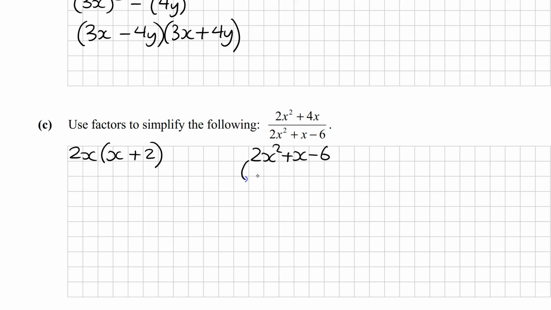Right, now let's have a go at trying to factorize this bottom one. Okay, now what do you reckon is going to be one of the factors? Yes, so we're going to have a 2x here and we're going to have an x here. Now more than likely it's x plus 2. Well, what factors multiply to give you 6? Well, you have a 3 and a 2 or a 6 and a 1.